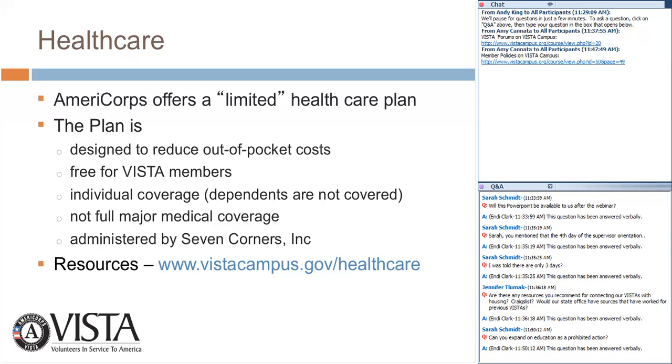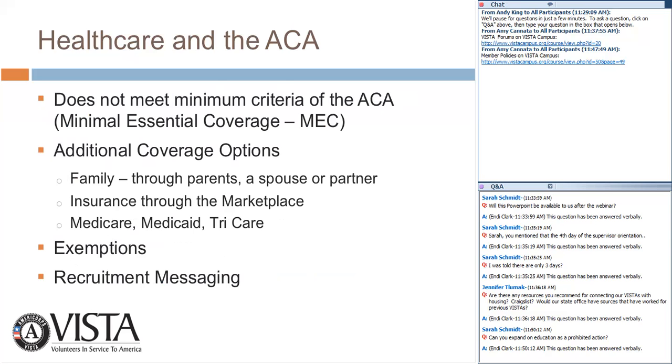Now, what I do want to point out is that we do have resources very specific to healthcare on the VISTA campus that's linked here on the screen. And so I would encourage you to have all of your VISTA members read through any information around the healthcare benefit. And the reason is healthcare and the Affordable Care Act gets slightly confusing for VISTA members. The health coverage plan that we provide from the Corporation for National and Community Service does not meet the minimum requirement of the Affordable Care Act, meaning the Affordable Care Act, as you know, requires that all health care plans cover pre-existing conditions.